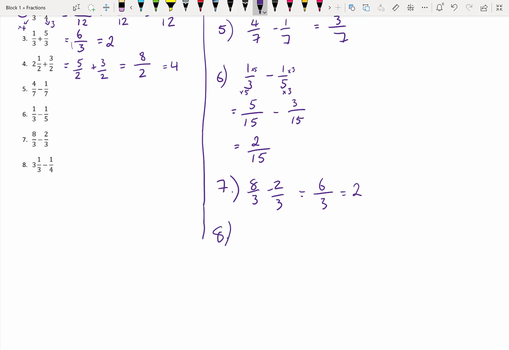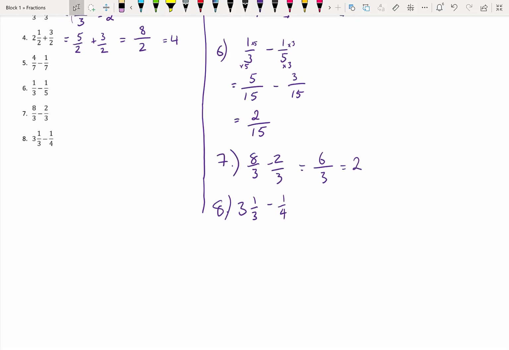Finally, question 8, I've got 3 and 1/3 minus 1/4. So I've got different fraction types here. So the first thing I need to do is make it so that they are the same. So I'm going to change this fraction to be a top-heavy fraction. So 3 3s are 9 plus another 1 gives me 10/3 minus 1/4.